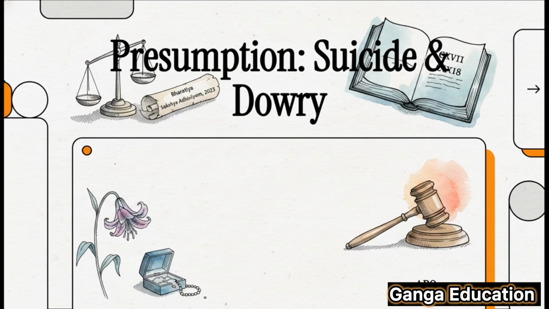Today, we're going to break down two really critical sections of the new Bharatiya Sakshya Adhiniyam 2023. We'll be focusing on Section 117 and Section 118. Now, if you're preparing for your judiciary or APO exams, you'll absolutely want to pay close attention to this.